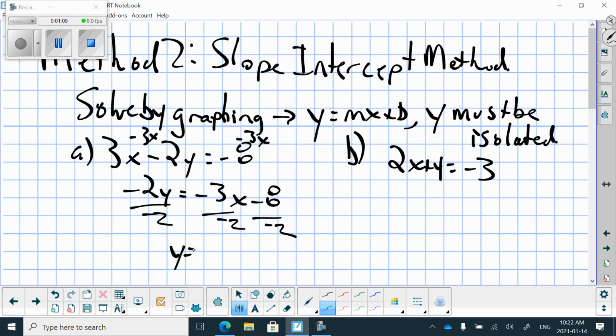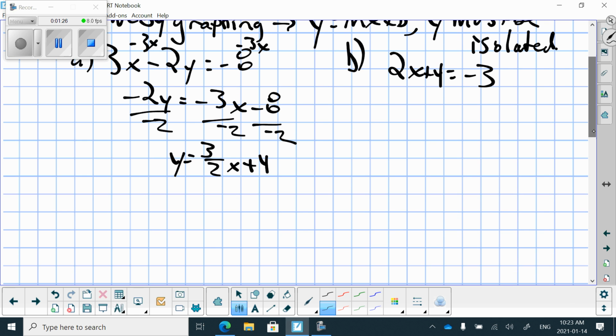So our equation would be? y equals negative 3 over 2, right? Negative over negative is a negative? No. Positive 3 over 2x plus 4. Yes. So, what information can we pull out of that equation?